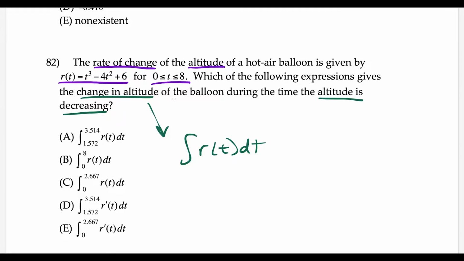But in order to find the exact times, we want to find exactly at what time the altitude is decreasing. We have to consider the idea that the altitude is decreasing the moment r of t is less than 0. So this is what we're looking for in the calculator. We're going to punch in r of t and see where it is negative, and the time interval where r of t is negative is going to be our limits of integration.